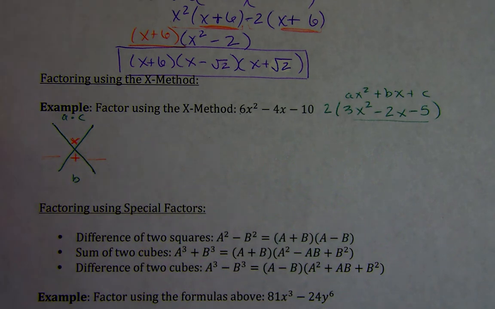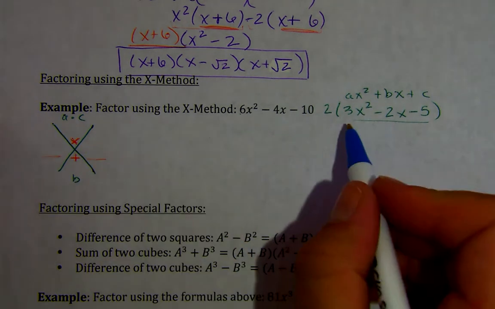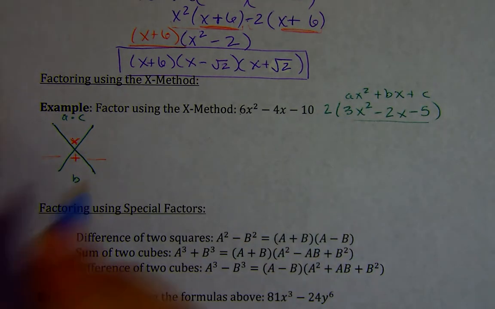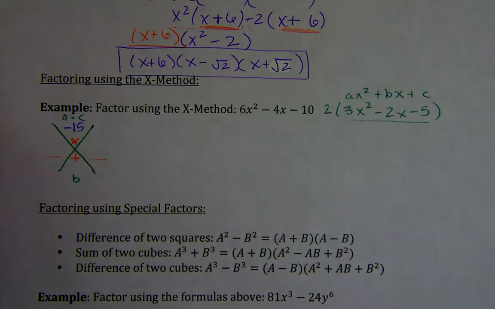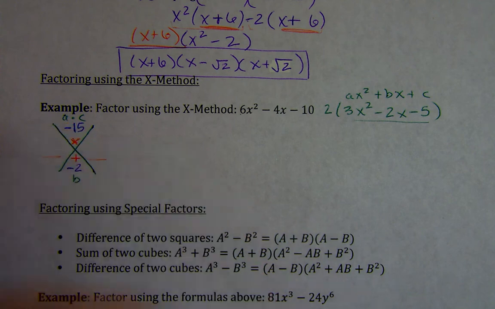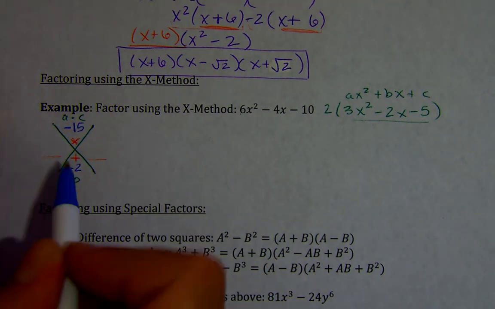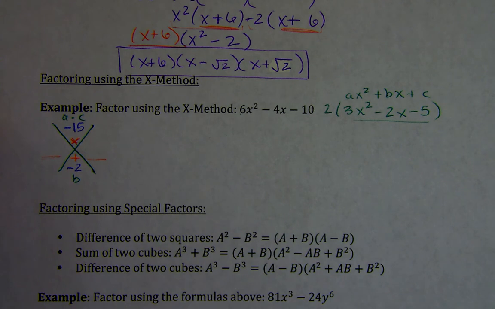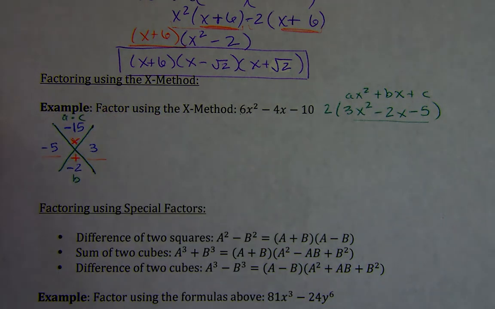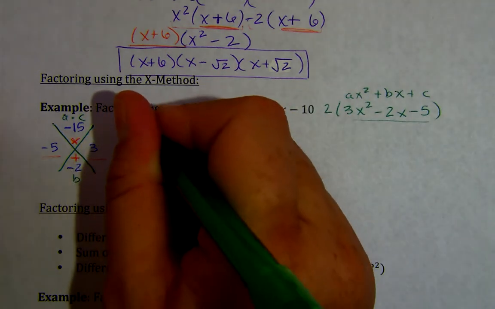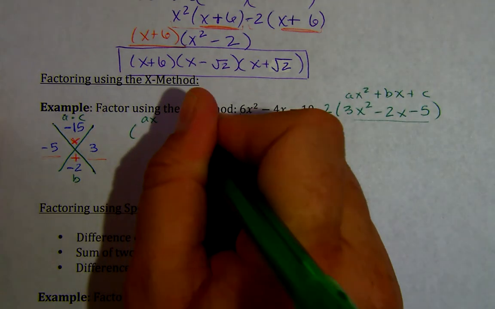Well, looking at this specific example, my a value is 3 and my c value is -5. So I have -15. And then on the bottom, I have a b value, and that's going to be -2. So I'm looking for what two numbers multiply to -15 and add to -2. And you can list out the factors of 15, but I know off the bat that this is going to be -5 and 3. And what you're going to do next is every time you're going to put your ax term here and here.